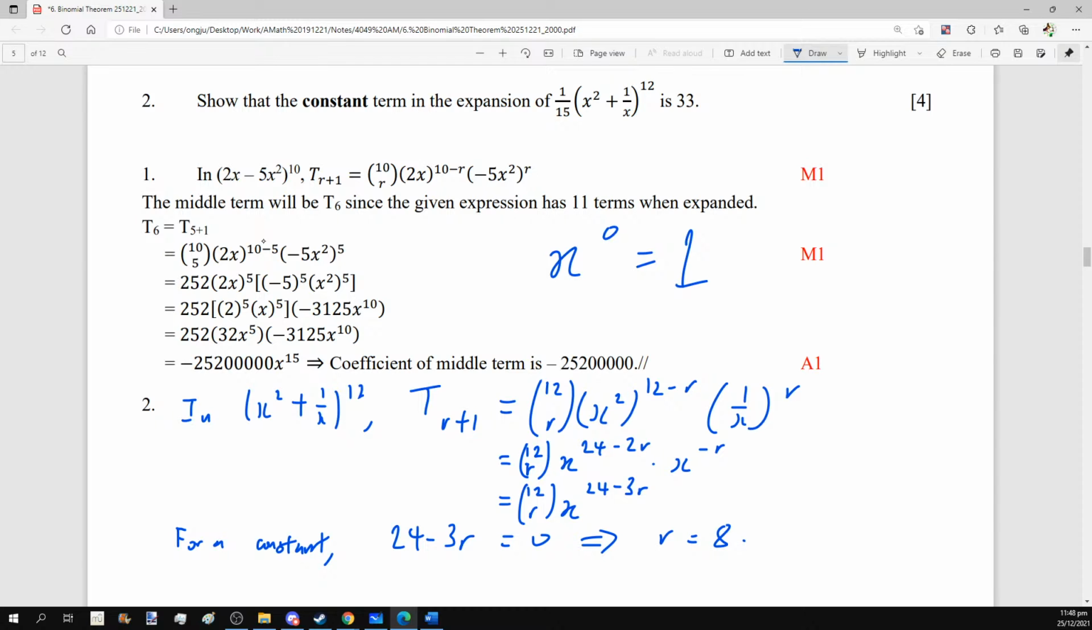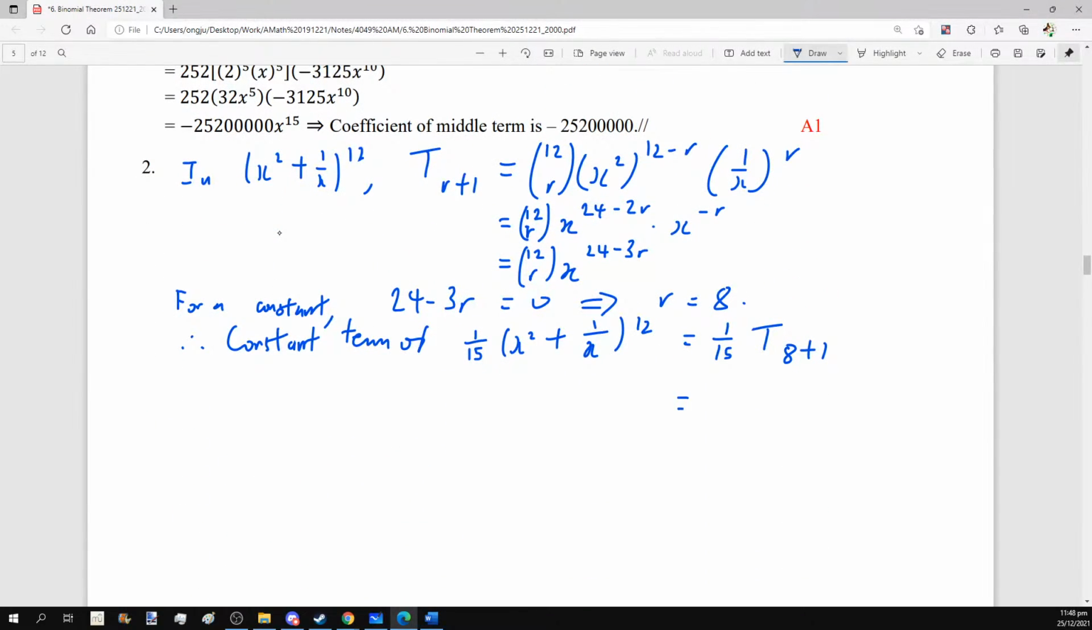Right? And therefore, the constant term of the original math problem, which is 1 over 15, and then the binomial. Therefore, the original math problem has a constant term of 1 over 15 multiplied by T r plus 1. R is equal to 8, right? So I'll have 8 plus 1.